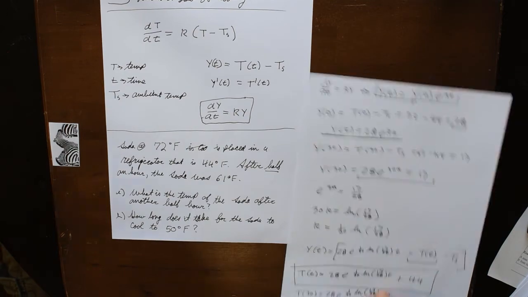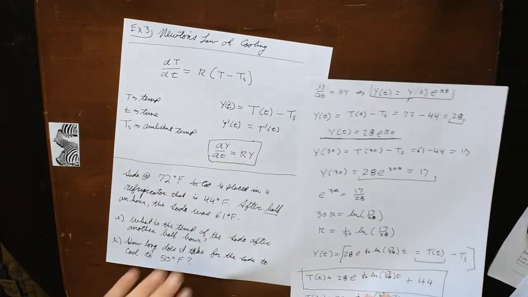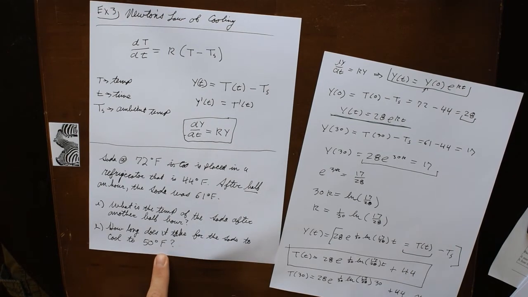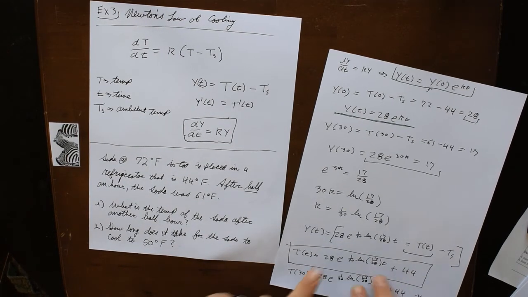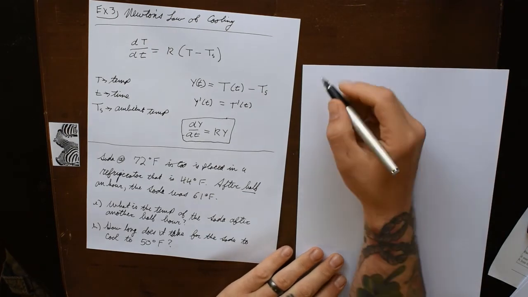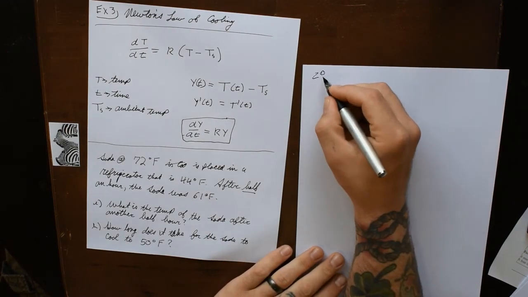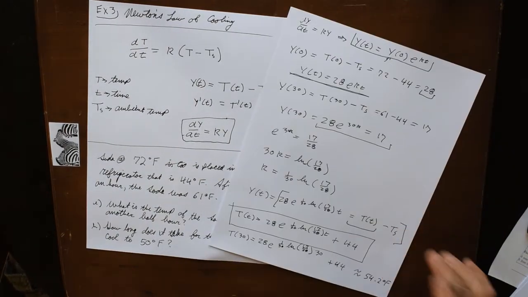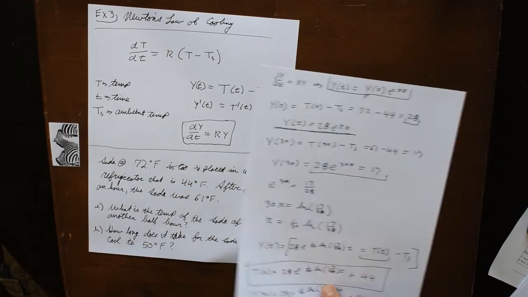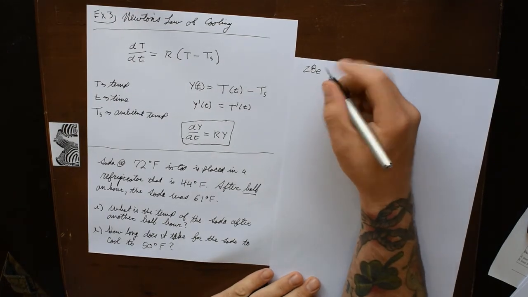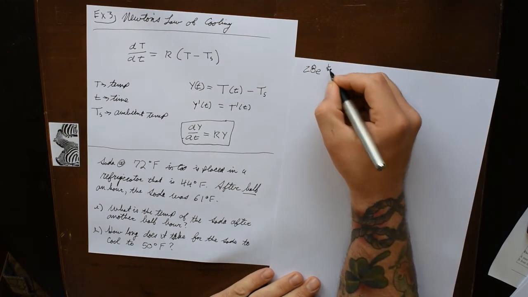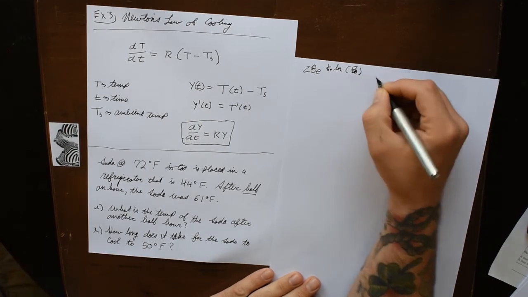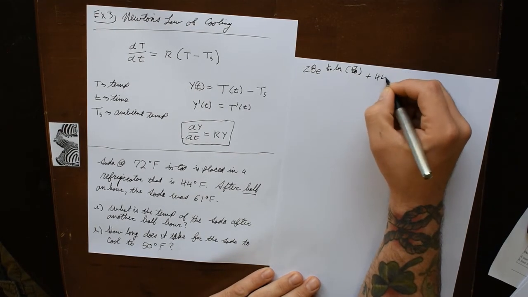Speaking of part B, let's go on to part B. How long does it take for the soda to cool to 50 degrees Fahrenheit? That means we want to know when 28 e to the, and then our k, I've got to look on the back, 1/30th of the natural log of 17 over 28, t, plus 44.